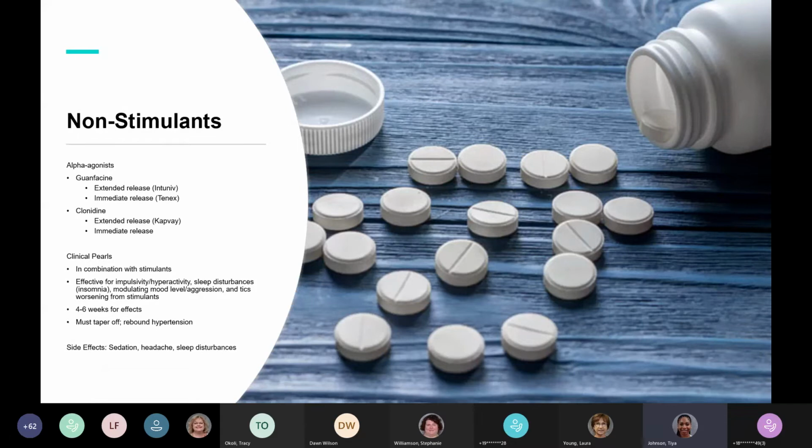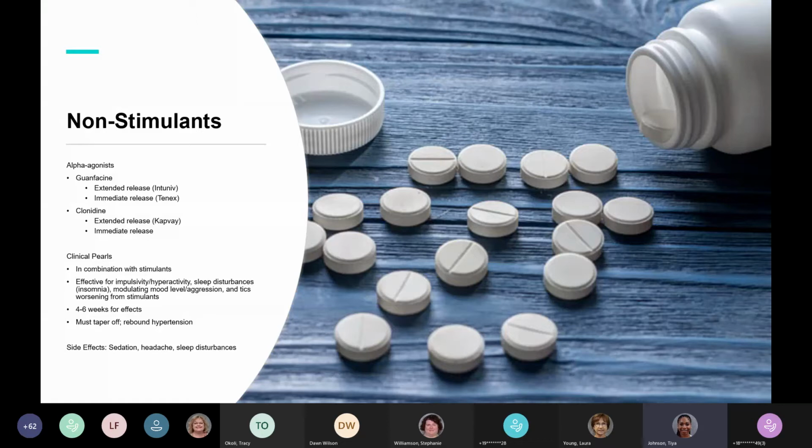And then the other clinical pearl for the alpha agonists is that you have to taper them off. Say you get to a high dose and the kid needs to come off of it, either because it's not effective or it's causing too much sedation or whatever. You need to taper off the dose slowly to avoid rebound hypertension with those medications, because low blood pressure is a side effect of those medications. Clonidine is a blood pressure medicine, but it helps with the hyperactivity component of ADHD.